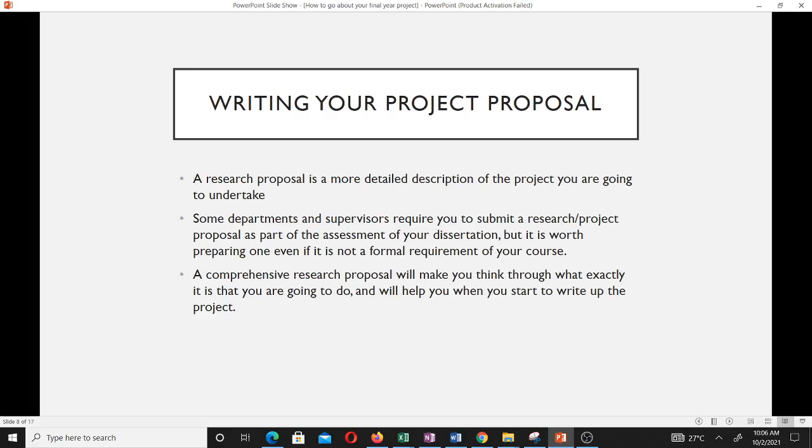Some departments and supervisors require you to submit a research or project proposal as part of the assessment of your dissertation, right? So to assess the topic you have come out with, they will tell you, all right, go and write a research proposal, and let's go through that to see how best we can get that done, if it is feasible or not. So a comprehensive research proposal will make you think through what exactly it is that you are going to do, and would help you when you start to write up the project. Mostly your research proposal is mostly used as your chapter one of the work. Okay.